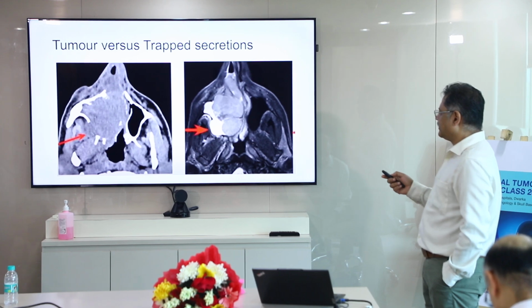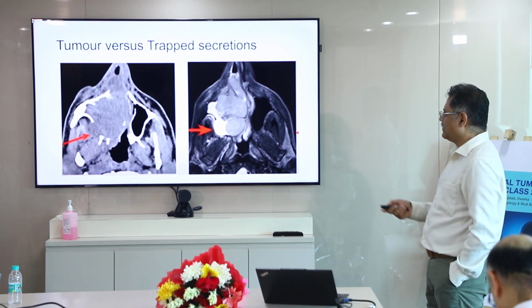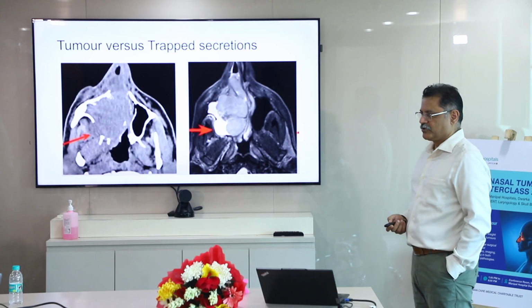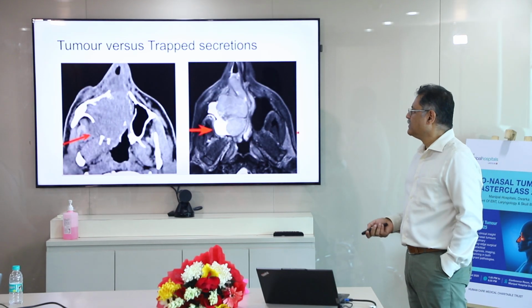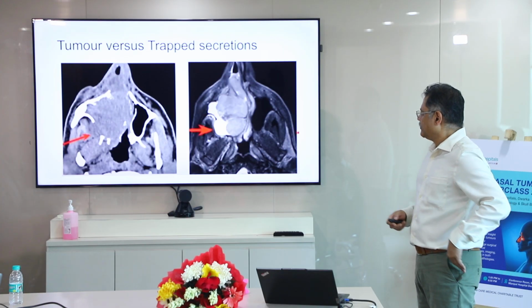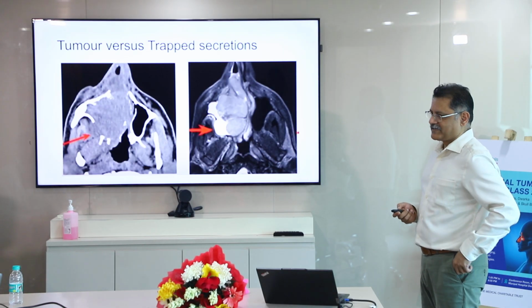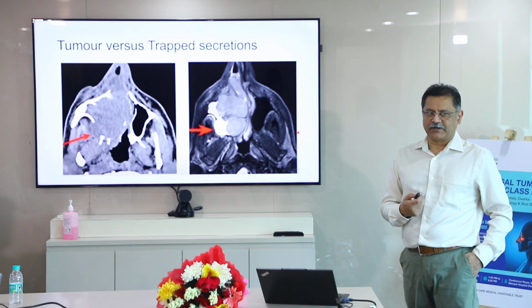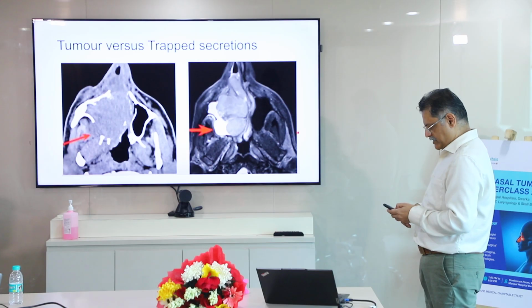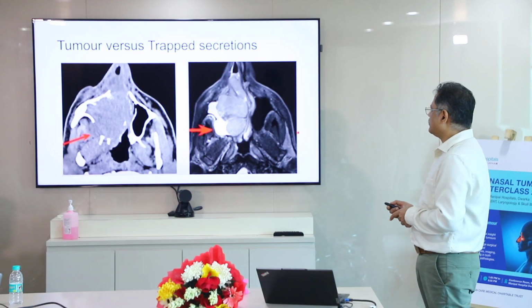We've got a tumor which on a CT scan looks like it has broken through the posterior wall of the maxillary sinus, but when one actually sees the MRI, you can see that that is actually just inflammatory trapped secretions, which has led to the expansion and bony erosion posteriorly.